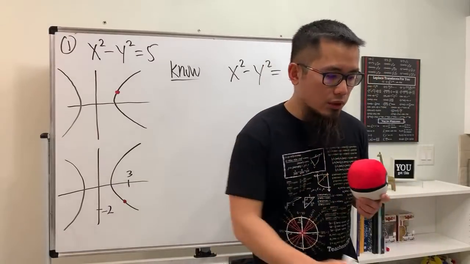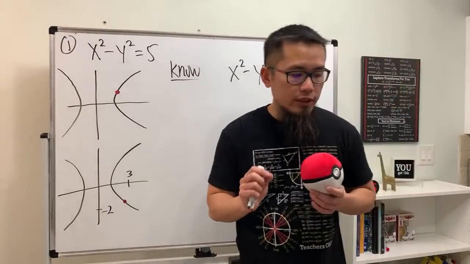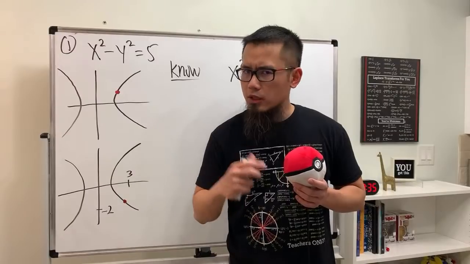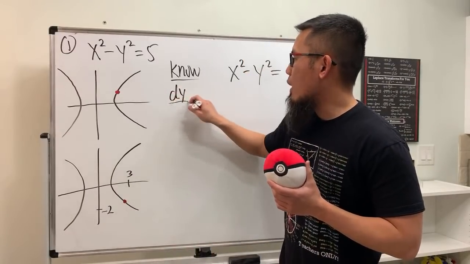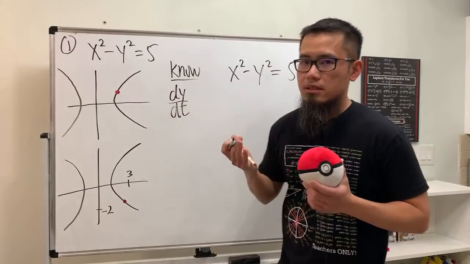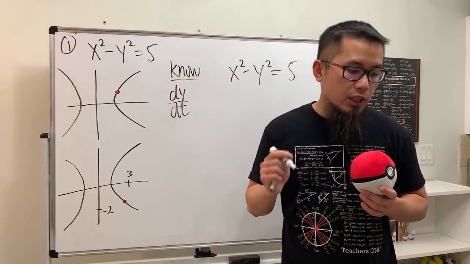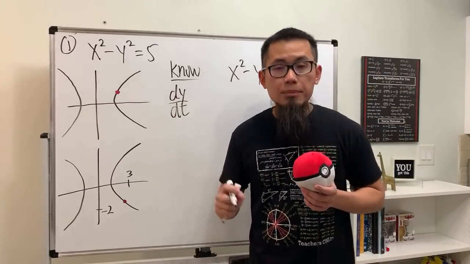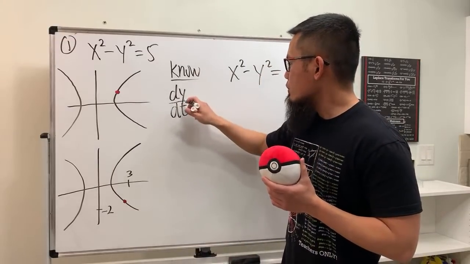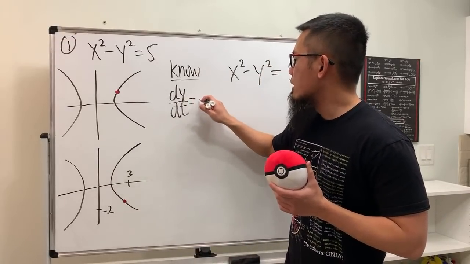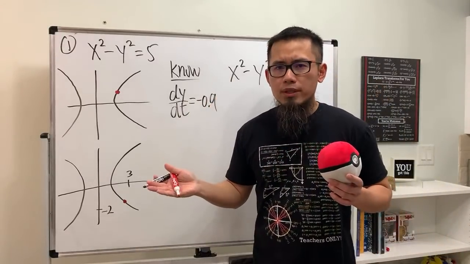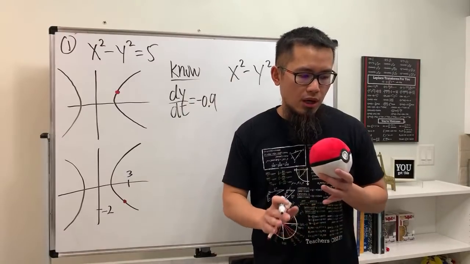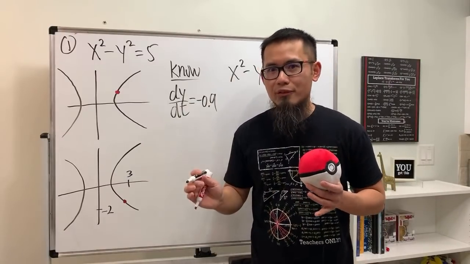And it also says the y-coordinate is decreasing. So when you see that, you know that's going to be dy/dt because that is a rate. It's decreasing at a rate of 0.9 centimeters per second. So we also know that dy/dt equals negative 0.9. And when you write this down, don't bother to put on the units. Usually the units are the same, so you don't have to do any unit conversions.